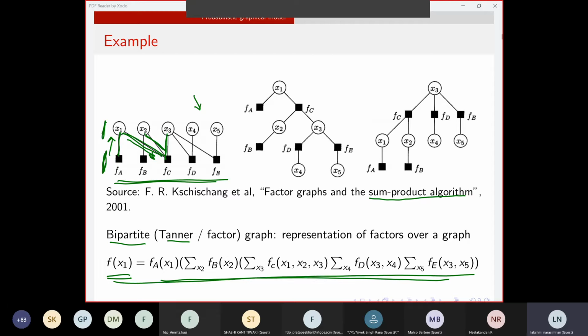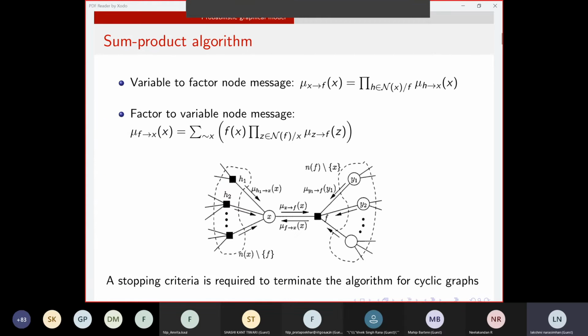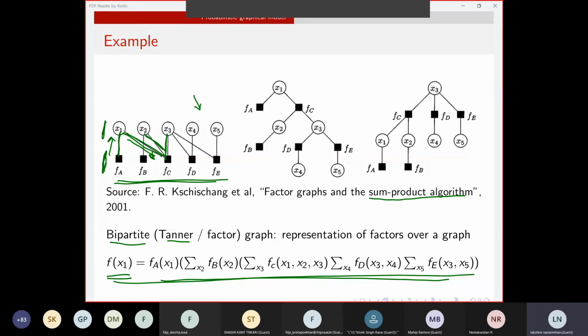So this sum product algorithm tells us how to compute the message from the variable node to the factor node and from the factor node to the variable node. We have just two rules. One simply says that the variable node to factor node message is just a product of all the incoming messages at every variable node. So let's take, for example, this variable node.